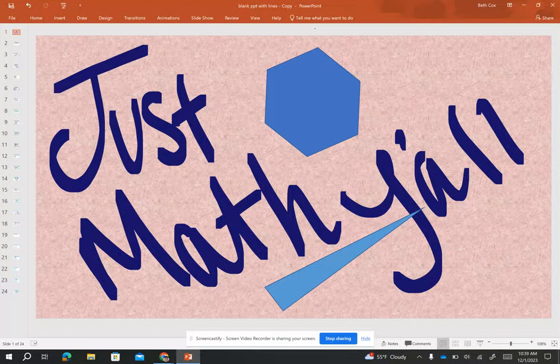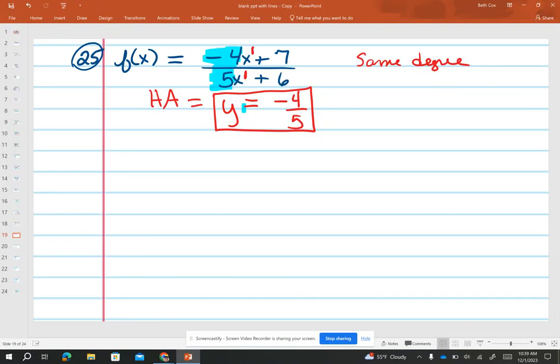Here we are again, polynomial practice test. We are on number 26. We are finding the oblique asymptotes. Okay, let's jump in and see what this looks like.